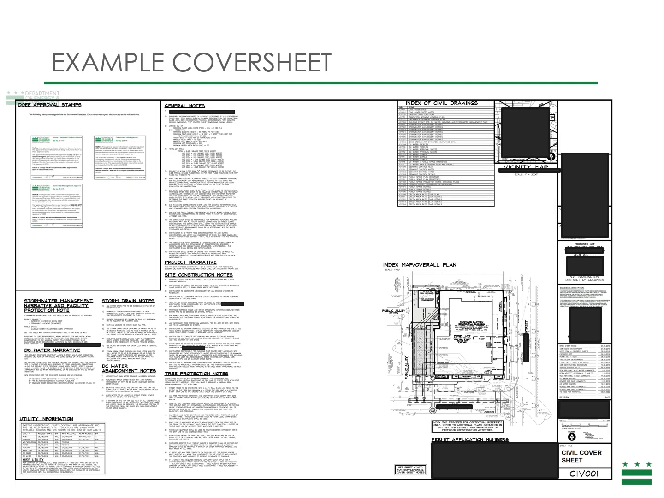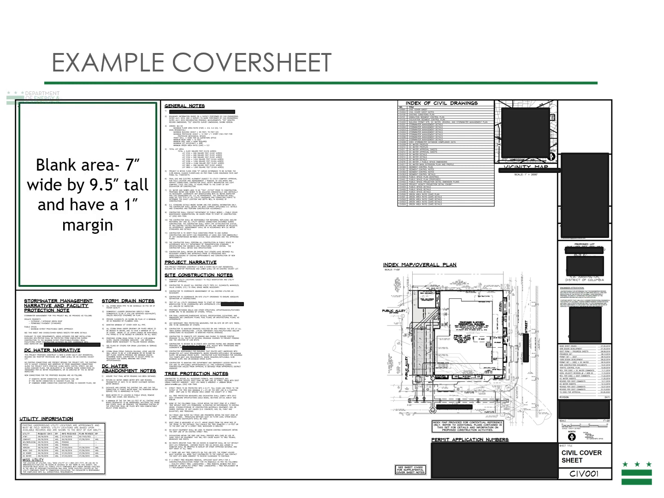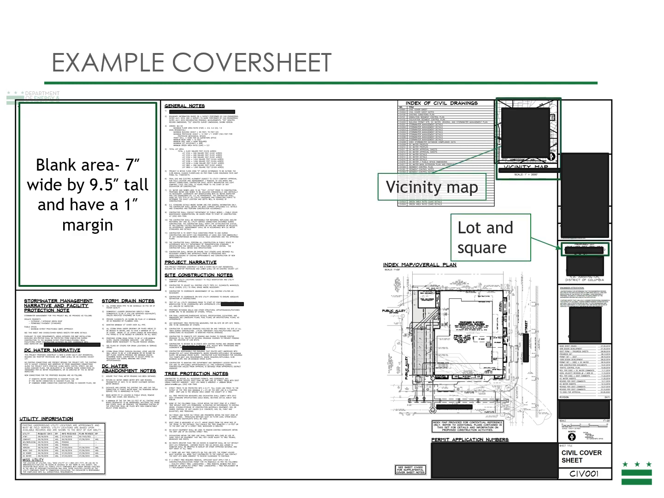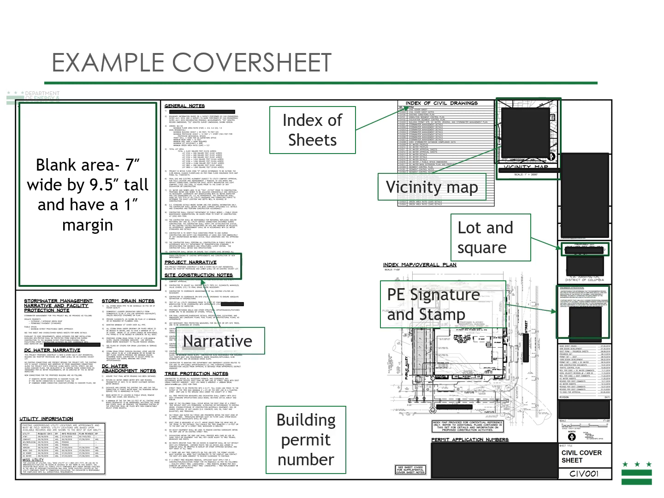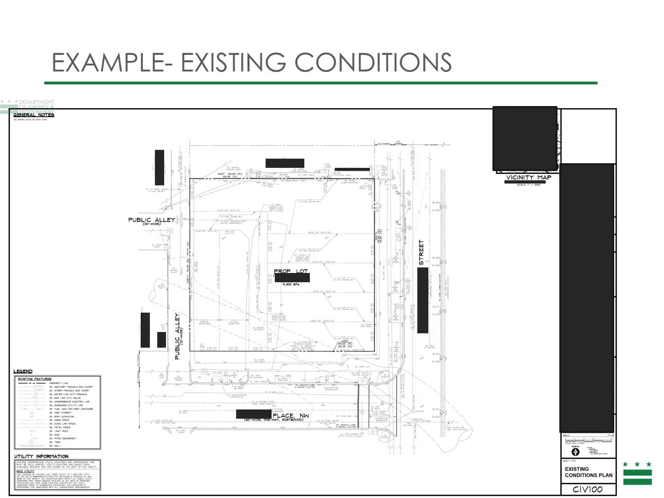So here's an example cover sheet, and we'll go over the pieces that should be included. First, there should be a blank area in the upper left corner for DOE stamps. There should be a vicinity map, lot and square number, index of sheets, building permit number if there is one, PE signature and stamp, and then the project narrative.